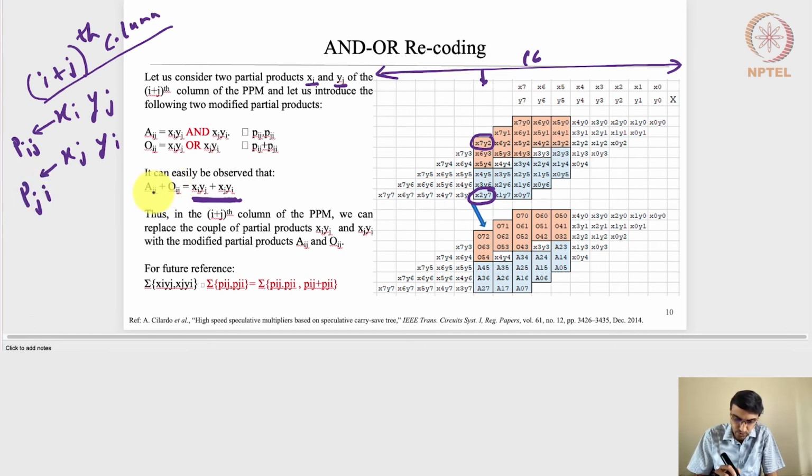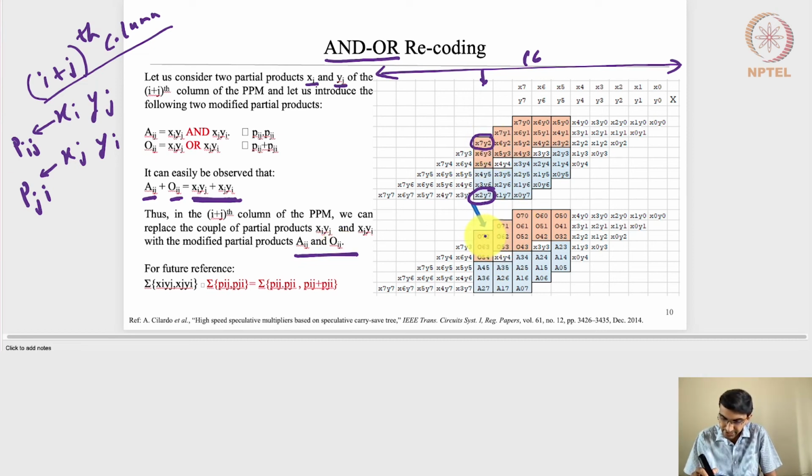I can actually do an ANDing of pij and pji, and an ORing of pij and pji. So the summation of these two partial products can be represented as an AND and OR. That's why we say that this is an AND and OR recoding, right? Thus in the I plus jth column of the PPM, we can replace a couple of partial products, especially xi yj and xj yi, with modified partial products aij and oij, right? That's what I've done here.